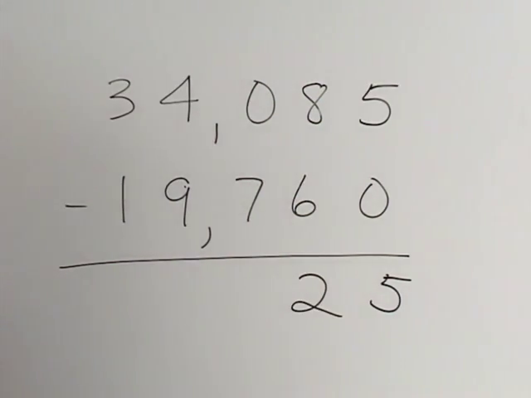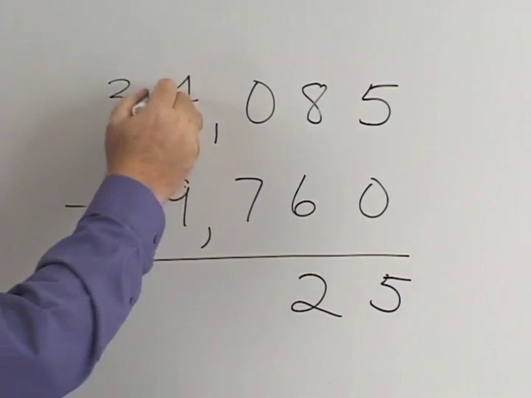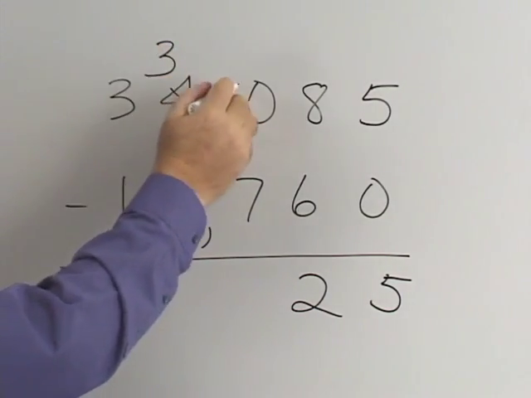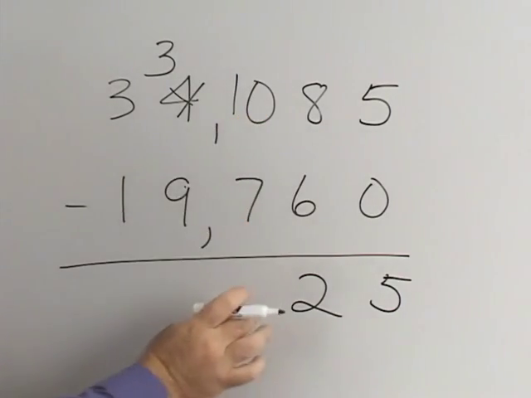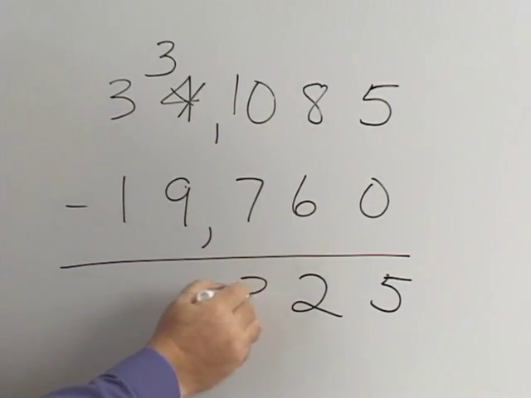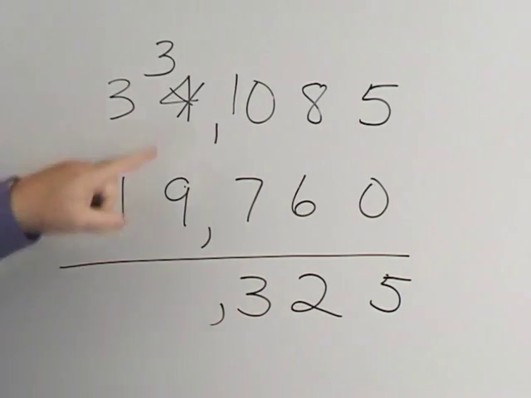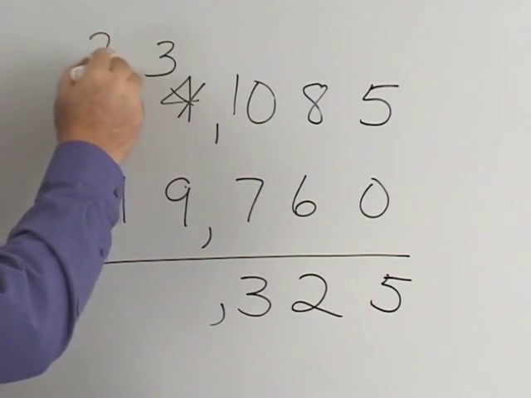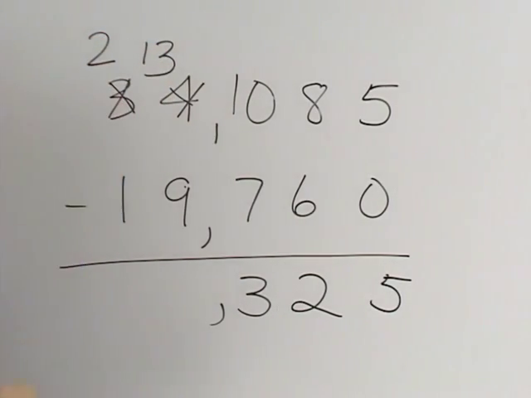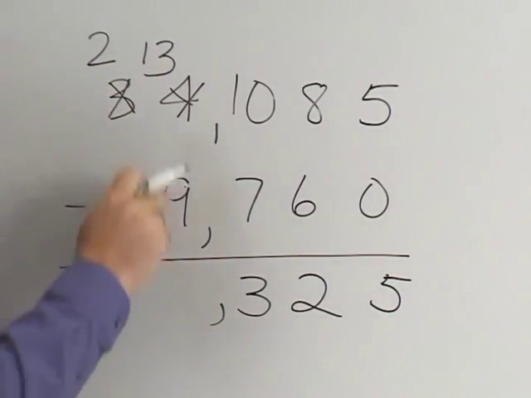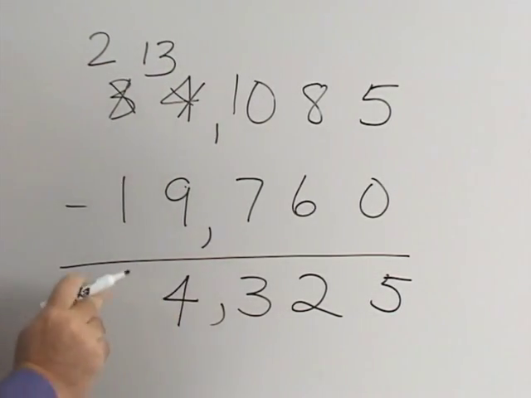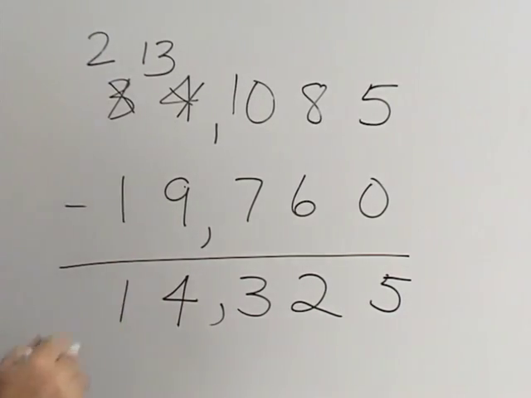Very good. Can we subtract 7 from 0? Now we need to regroup. So we'll take 1,000 and make it 10 hundreds. Now 7 from 10, or 3 plus 7 makes 10. How about 3 minus 9? Nope. So we're going to take a 10,000 and make that 10 1,000s. 9 from 13, or 4 plus 9 makes 13. 1 plus 1 makes 2.